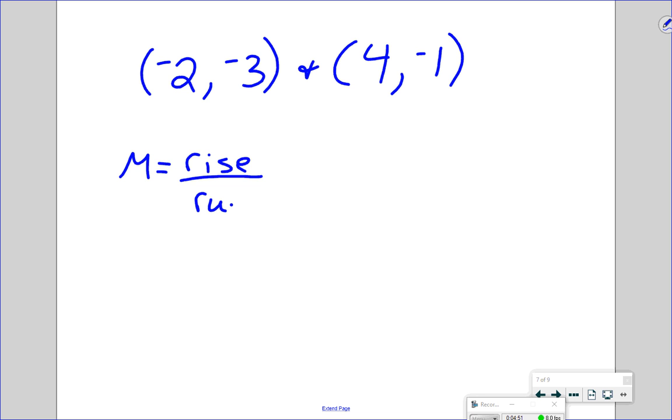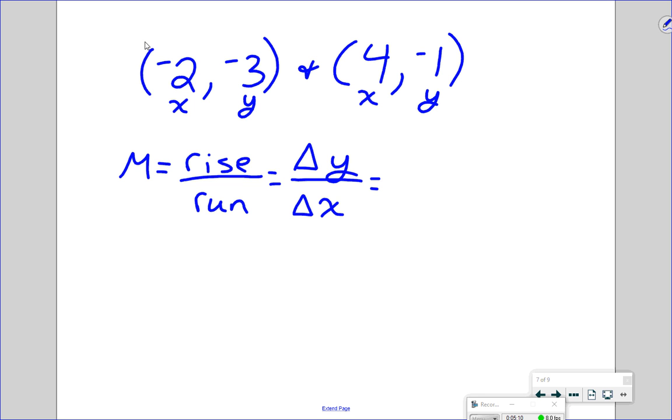But since I don't have a graph, that's tough to calculate. It's basically delta y, the difference in y, over the difference in x. So we have to find the difference of y's. Remember, first point is x, second point is y.